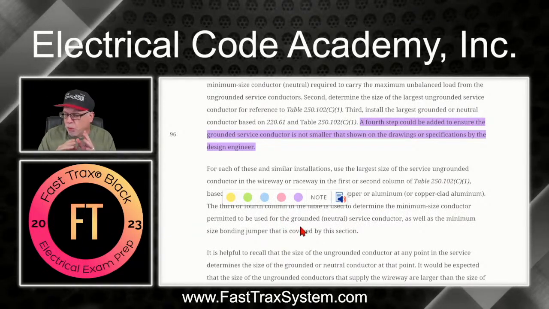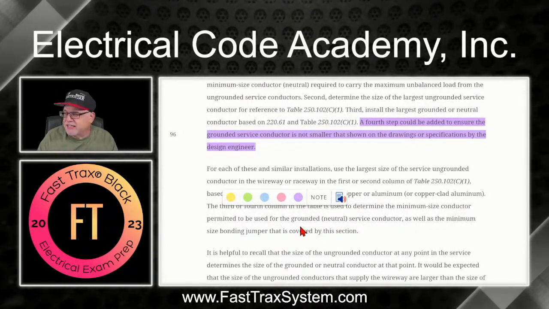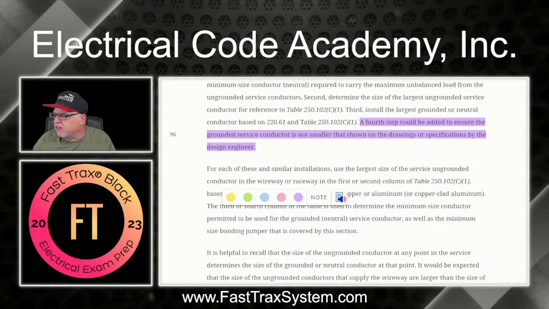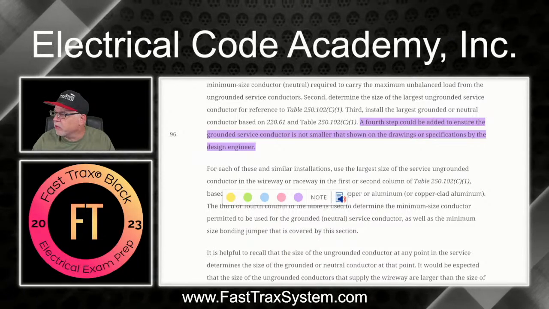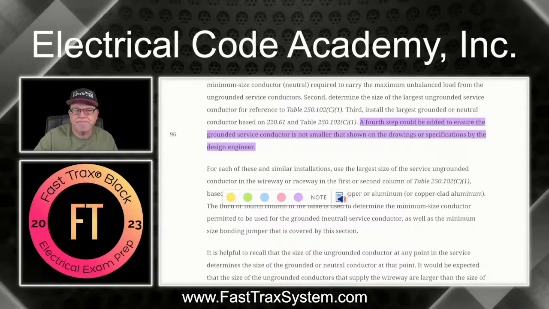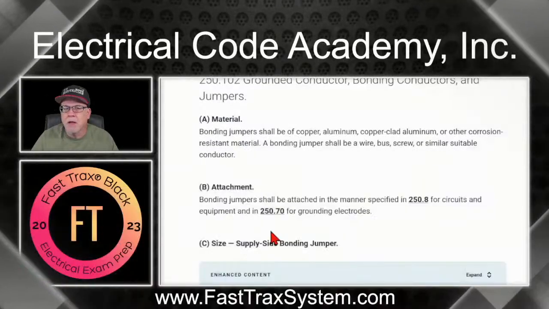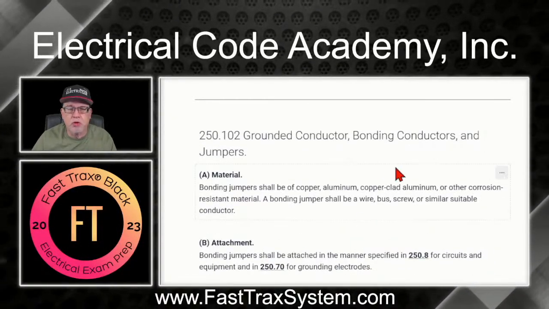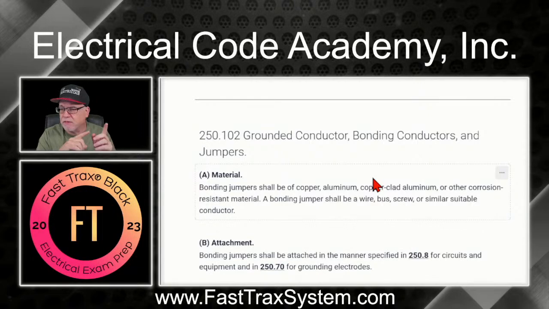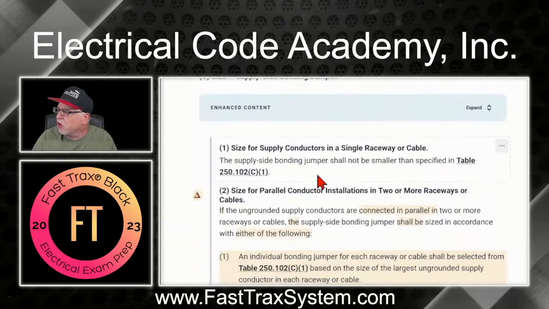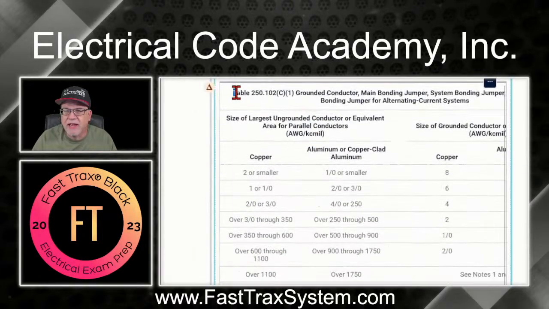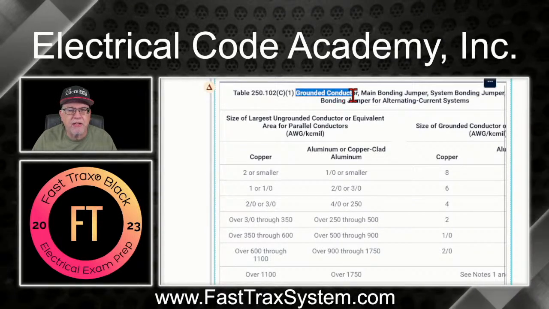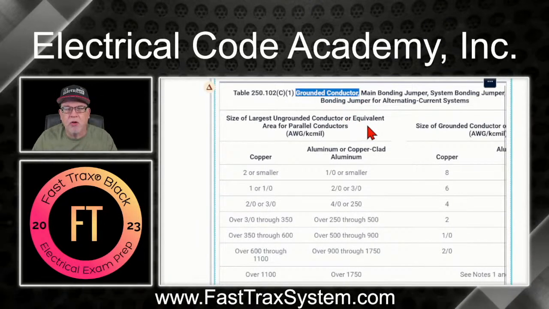So real quickly, we're going to look at an example, but let's go look at that table so we kind of know what's going on. Bear with me, I didn't have it loaded, so I'm going to load it in. All right, so 250.102 is where we would be, but of course the rules send us to the table. So we go look at the table, and here's the table, and you see right here it says grounded conductor.